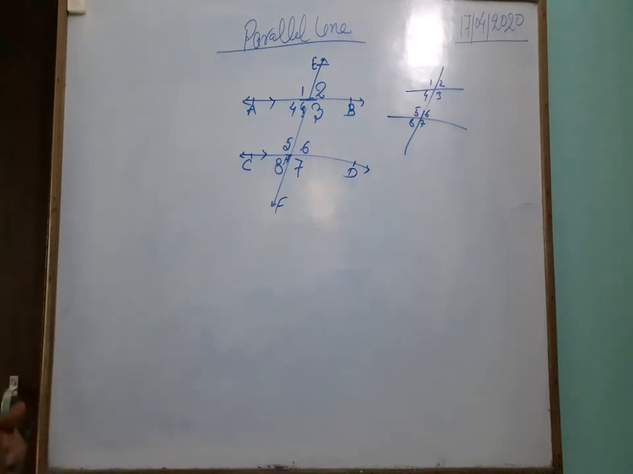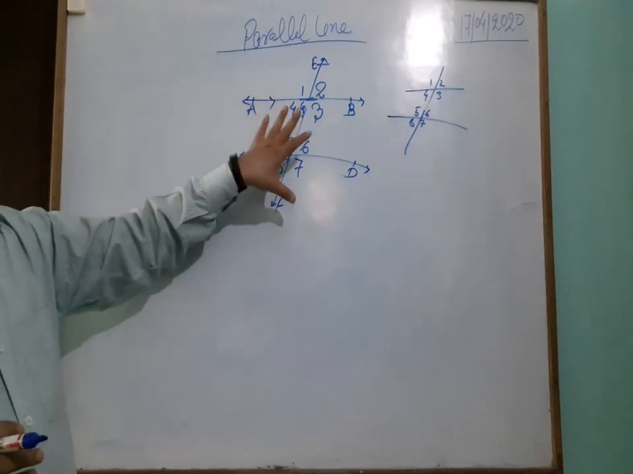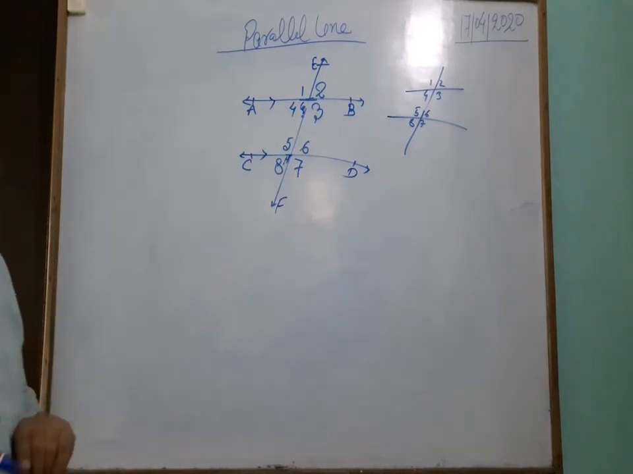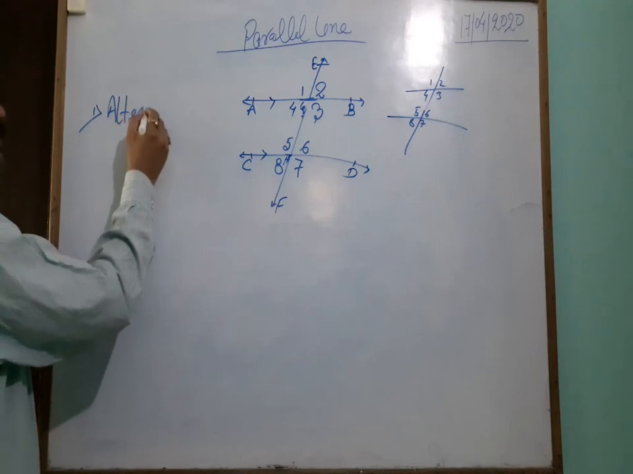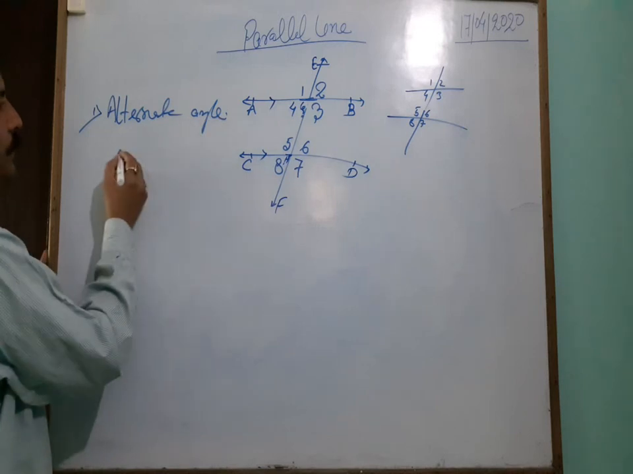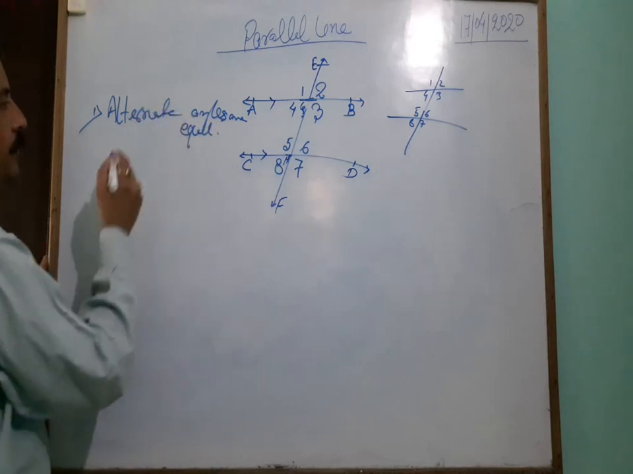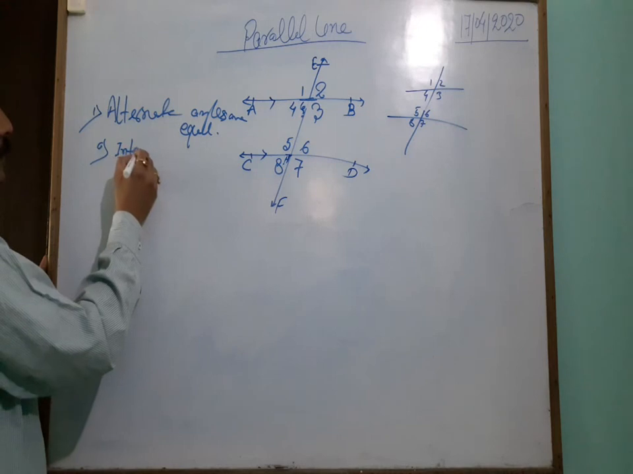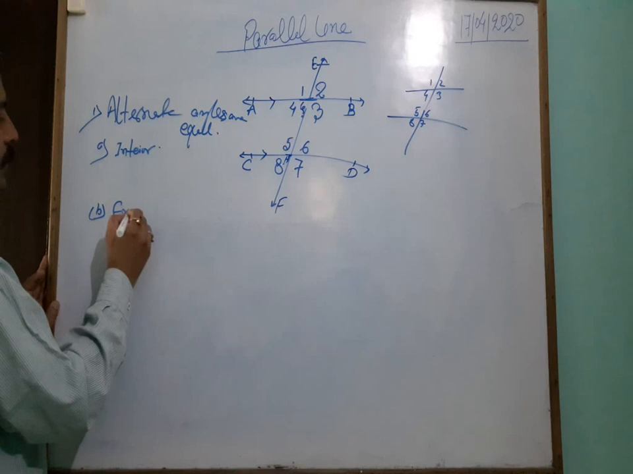So in the previous classes we also learned about that. Eight angles. Some angles have different names and different relations. First, alternate angles are equal. Alternate angles are of two types: interior and exterior.